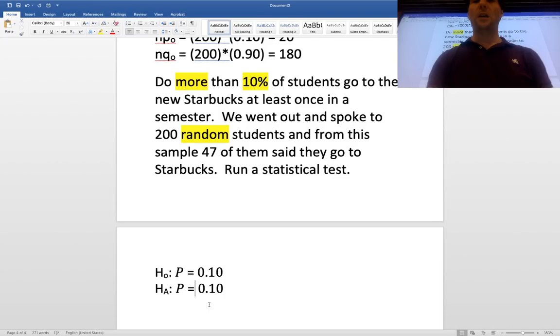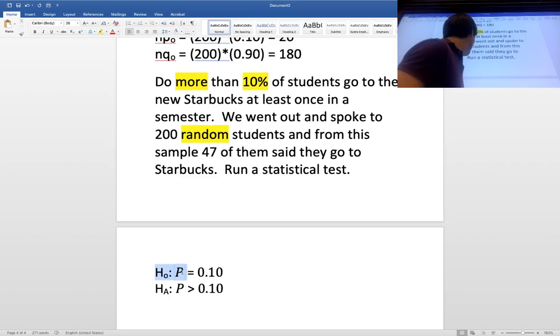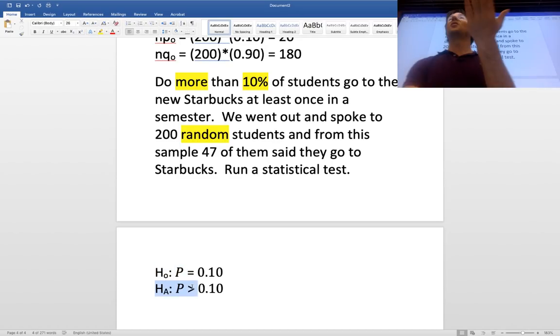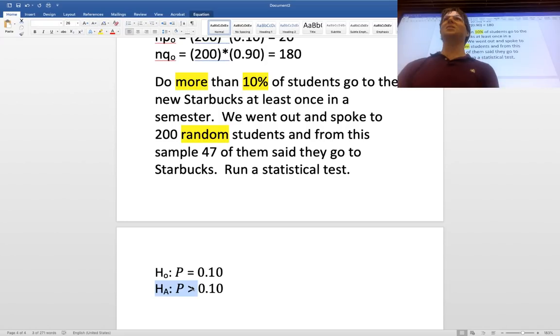Read all of this. And I'm going to highlight it as I read it. The null states that the true proportion of students who go to Starbucks is equal to 10%. We're talking about a specific Starbucks. The alternative states that the true proportion of students who go to Starbucks is greater than 10%. And that's exactly what we're doing right here.